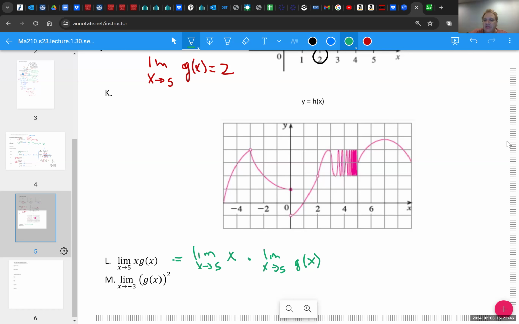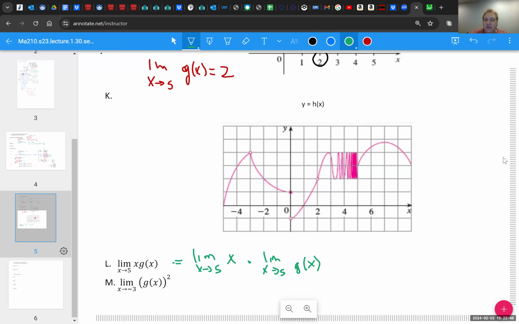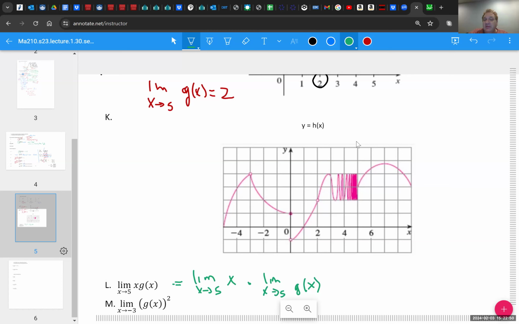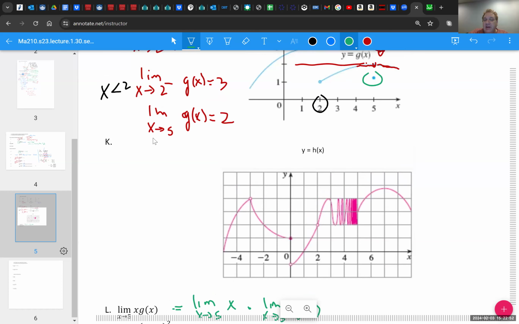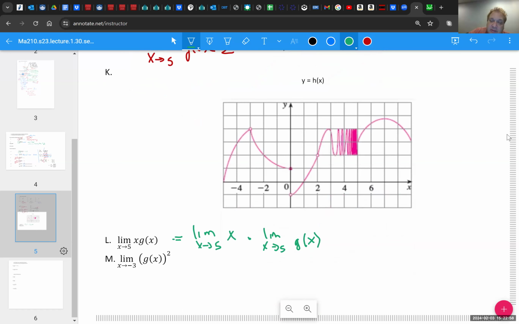Right? Oh, this is the h(x) function. I think I got things a little confused. Anyway, let's go back up to the g(x) function up here. We know that as x approaches 5, the g(x) function is getting closer and closer to 2. So we know that this is going to be equal to, well, as x approaches 5, that becomes closer and closer to 5. And as x approaches 5, g(x) comes closer and closer to 2. So we get 5 times 2 is 10.